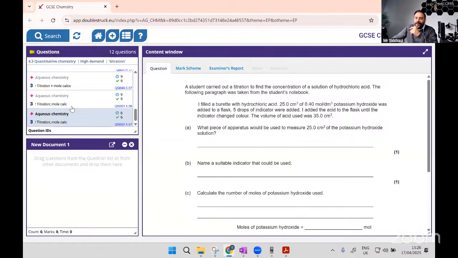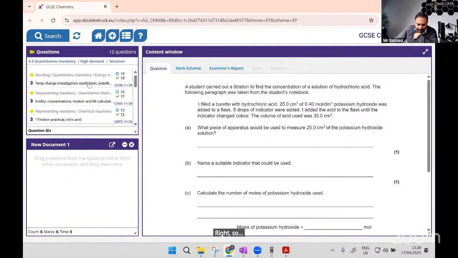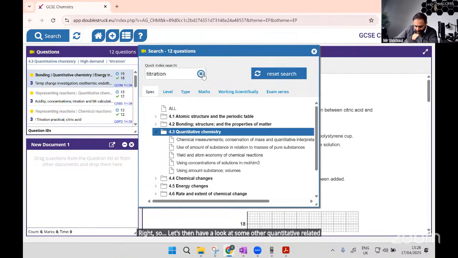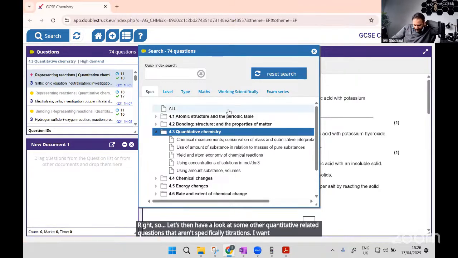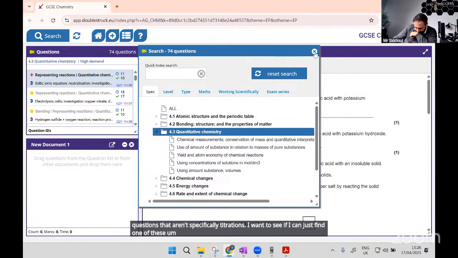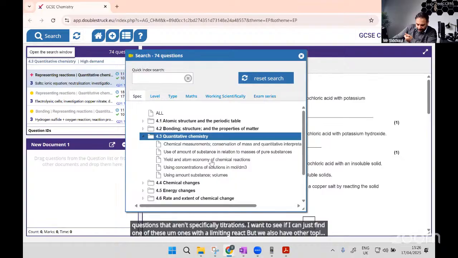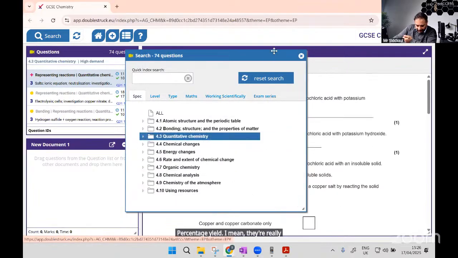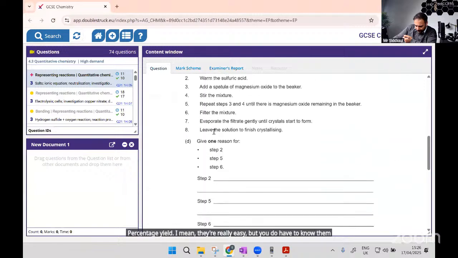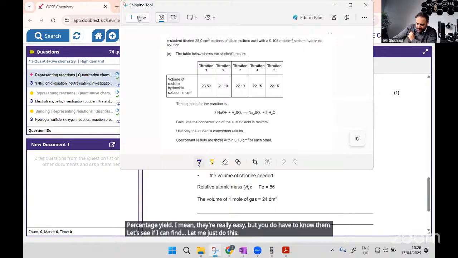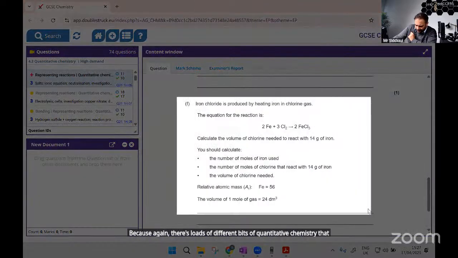Okay, right. Let's then have a look at some other quantitative related questions that aren't specifically titrations. I'm going to see if I can just find one of these ones with a limiting reactant. But we've also got other topics within this, like atom economy, percentage yield. I mean, they're really easy, but you do have to know them. Let me just do this because again, there's loads of different bits of quantitative chemistry that can often confuse people.